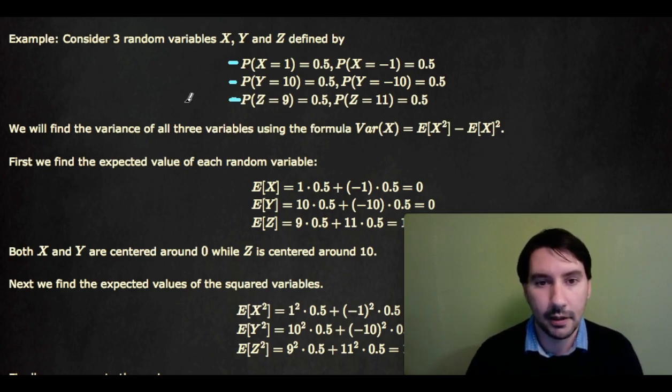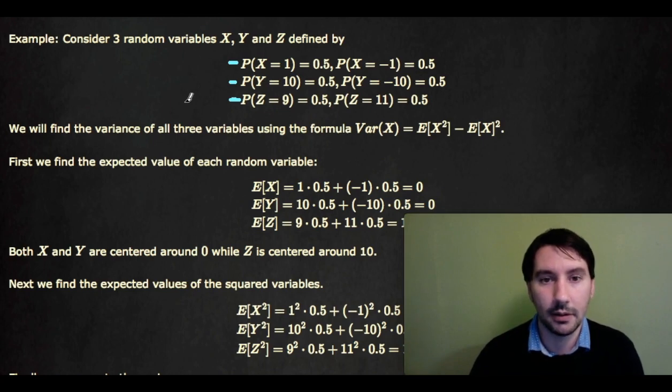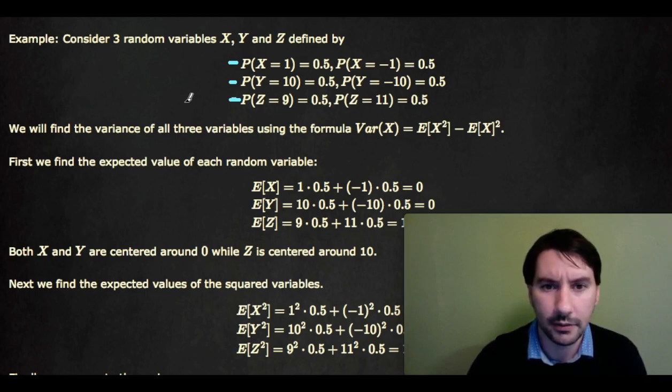So notice that the distance between the two values of x, 1 and -1, is 2, and the distance between the two values of z, 9 and 11, is also 2. So they're just as spread out, even though z is a lot larger than x, or larger anyway. And the values of y are much more spread out, so they're either 10 or -10.